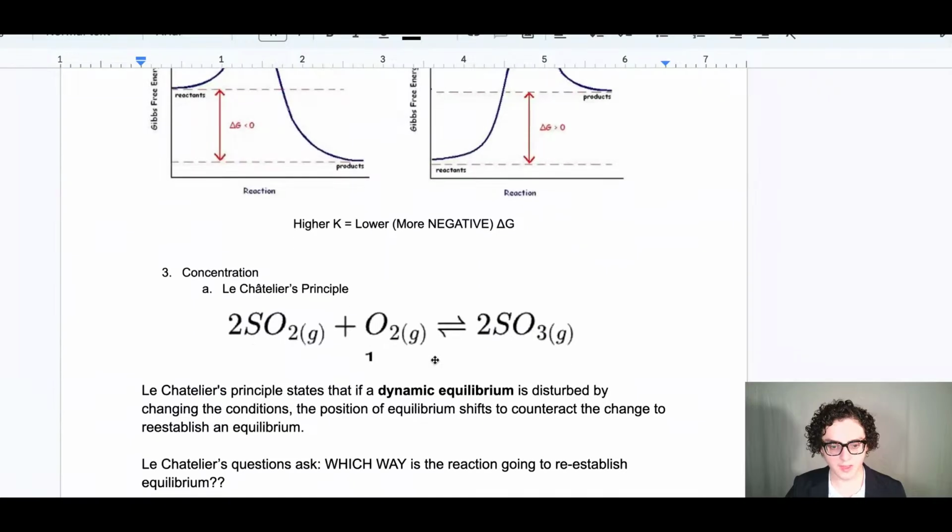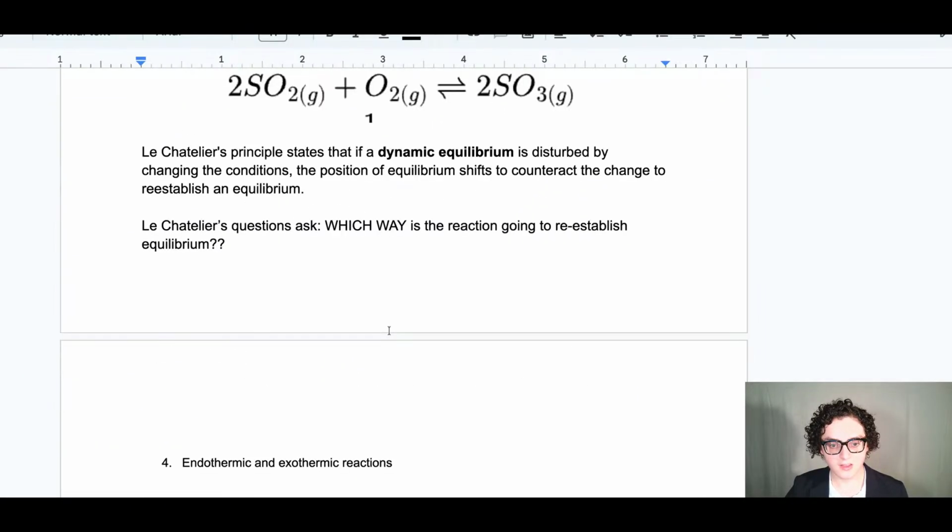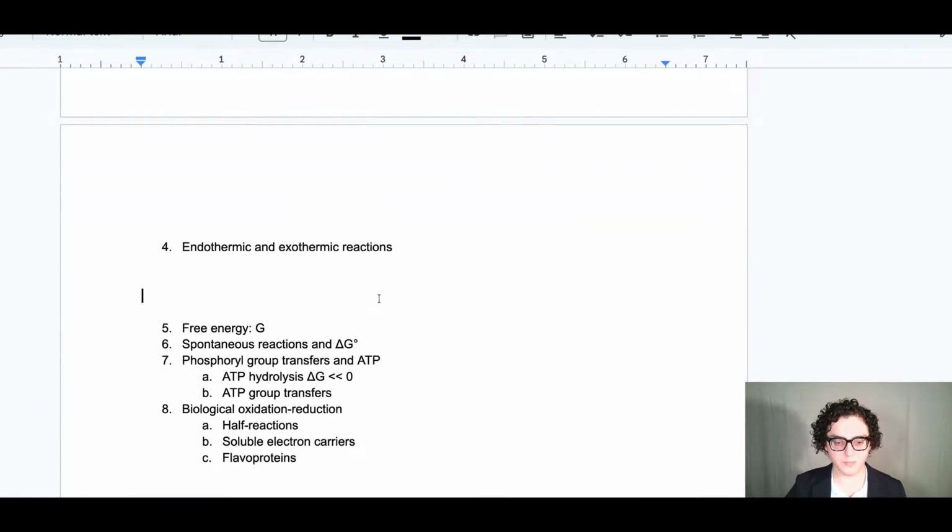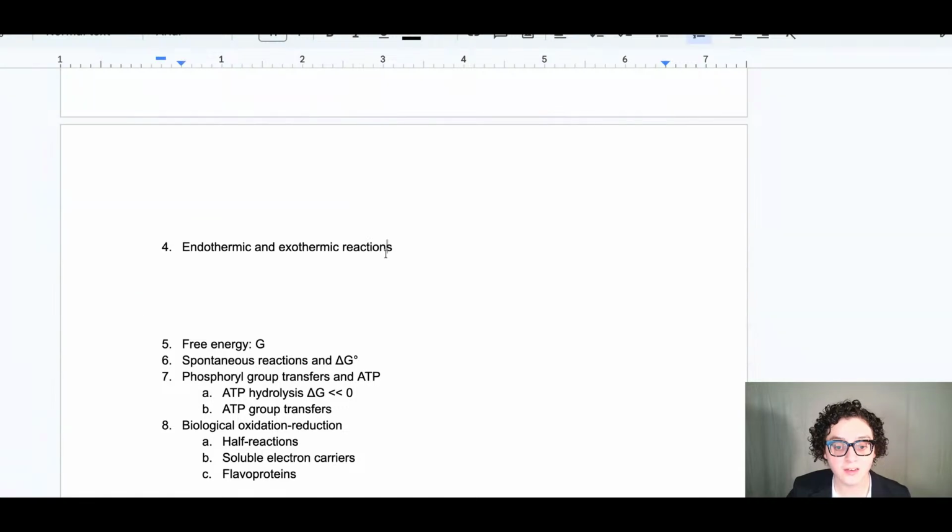The next point that the AAMC asks about is endothermic and exothermic reactions. Let's get a good definition for that. I think it's pretty self-explanatory, but endothermic.